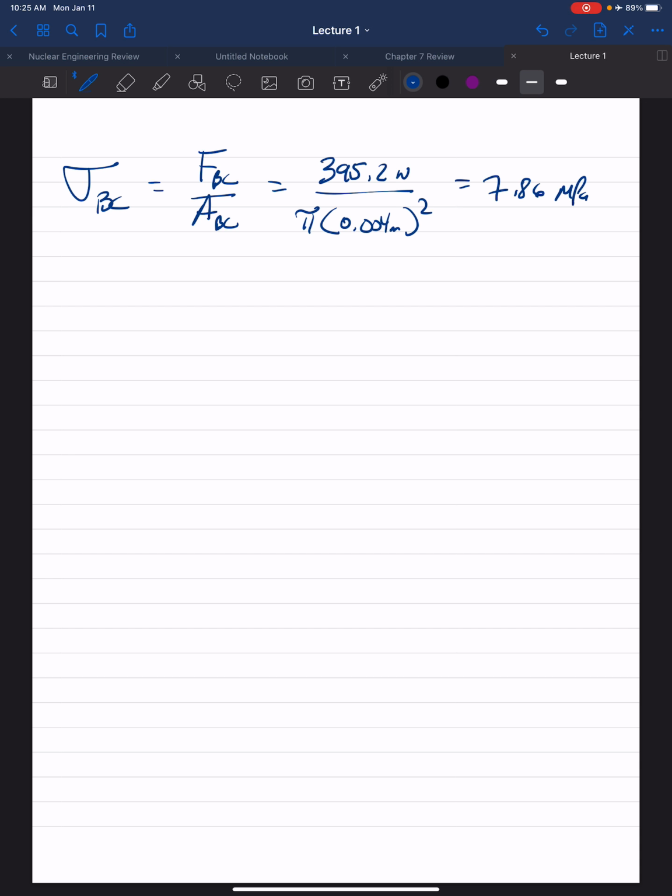Megapascals. Rod AB, the force over the area. The diameter was 10 millimeters, so the radius will be 5 millimeters, which is 0.005 meters squared.